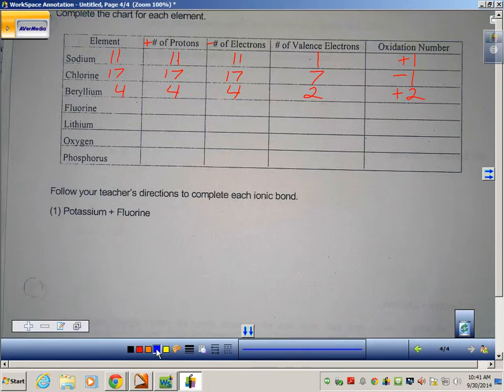Fluorine. What's fluorine's number? 9. How many protons? How many electrons? Valence electrons: 7. Lose 7 and gain 1. Gain 1 and become -1.